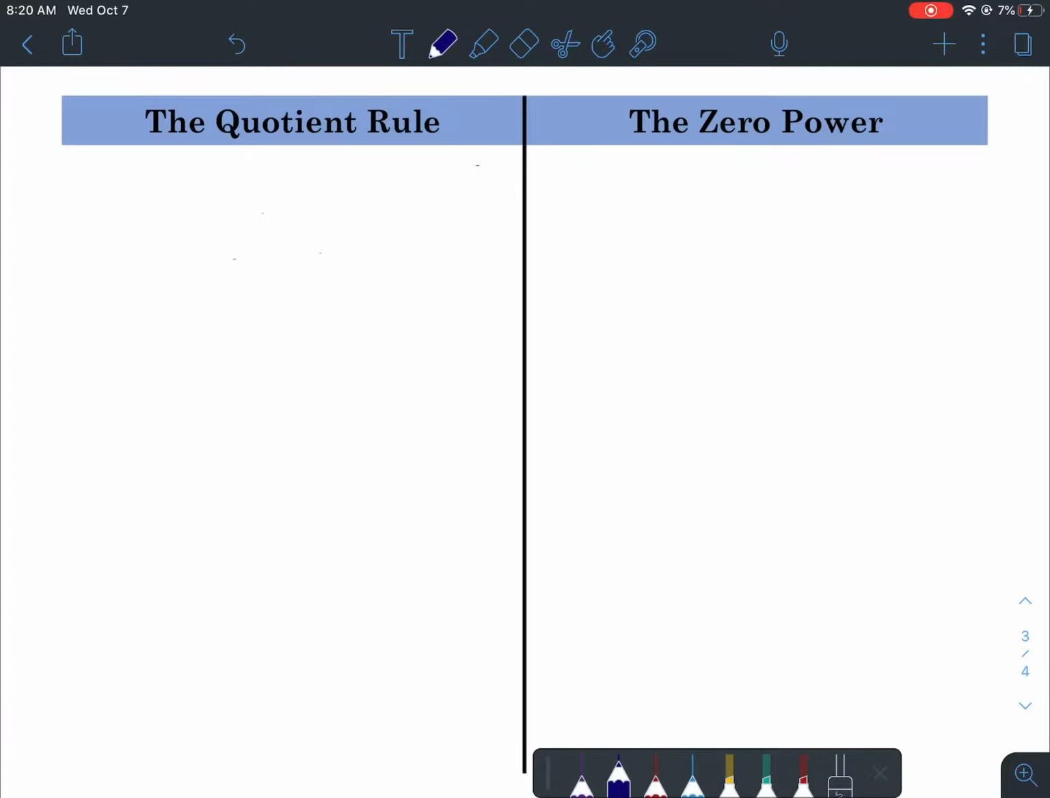So previously we've done the product rule, where when we are multiplying numbers of the same base, we add the exponents. This time we're talking about the quotient rule. And remember, the word quotient means the answer to a division problem. So when we think of the word quotient, we should be thinking of division.